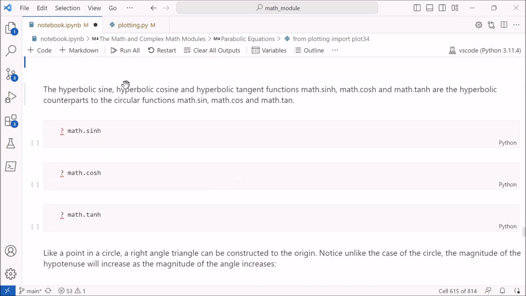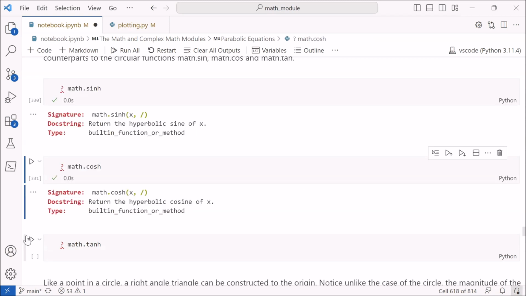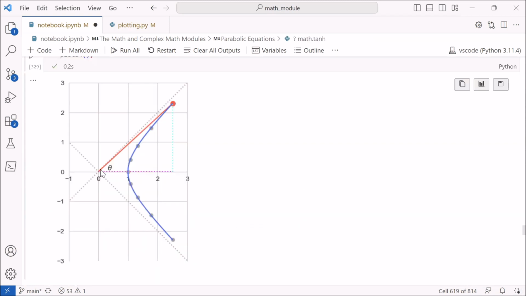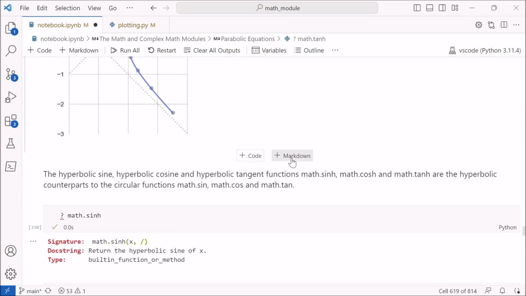So the hyperbolic sine, hyperbolic cos, and hyperbolic tan functions are the hyperbolic counterparts to the circular functions sine, cos, and tan. So the angle is once again being formed between the origin and the point on the parabola. You've once again got an opposite, which is going to be your y, and you've got an adjacent, which is going to be your x.